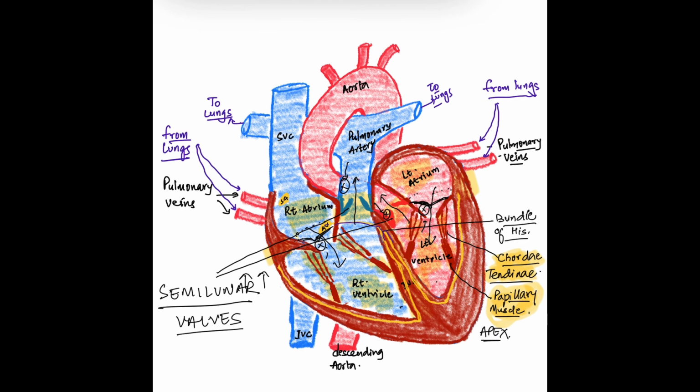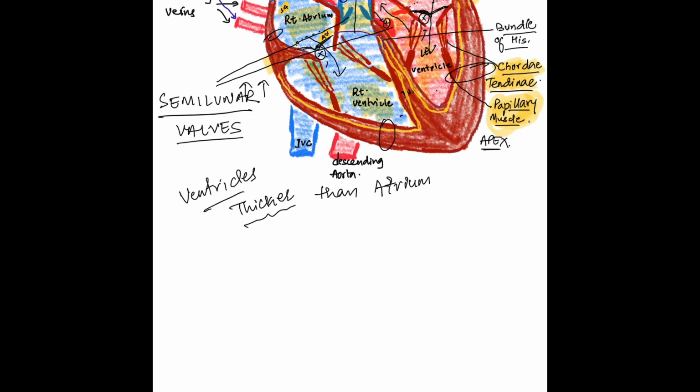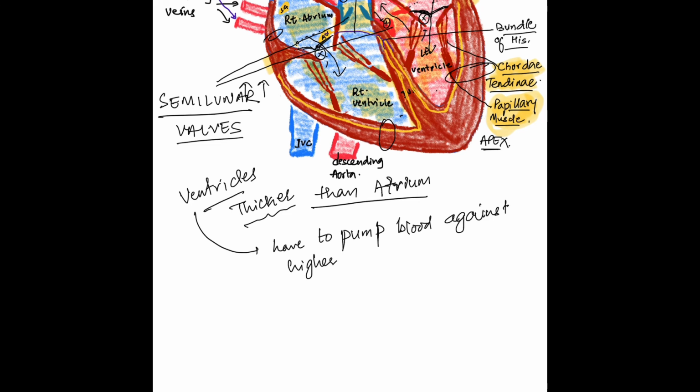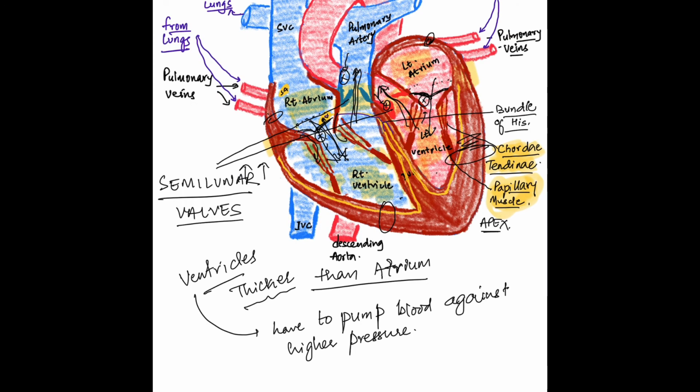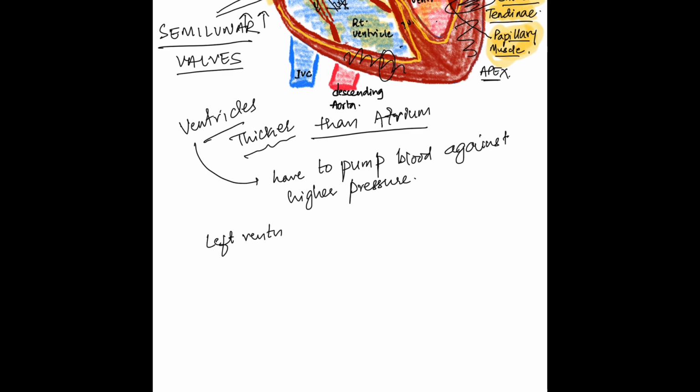And when we talk about the thickness of muscles of atrium and ventricles, the ventricles have thicker walls than the atrium. It is logical that the ventricles have thicker walls because they have to pump blood against higher pressure. And when we compare the two ventricles, the left ventricle has thicker walls than the right ventricle because pressure in the systemic circulation is higher than the pulmonary circulation. So the left ventricle has to pump blood against much higher pressure than the right ventricle.